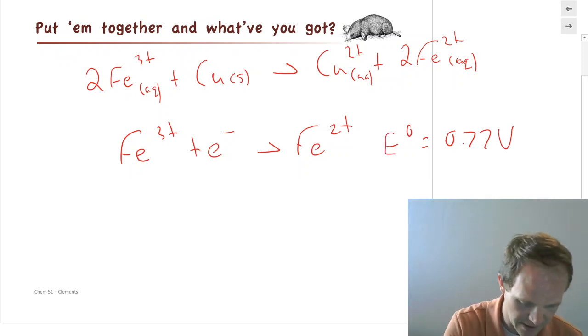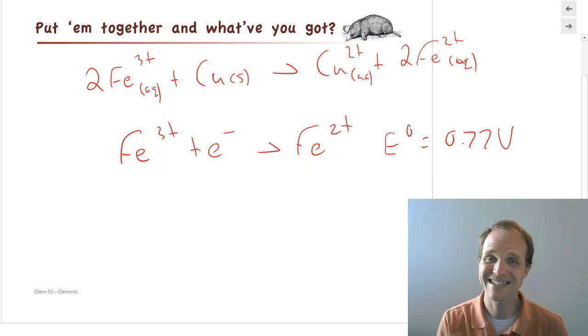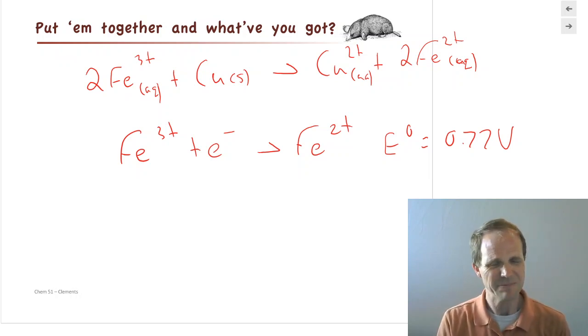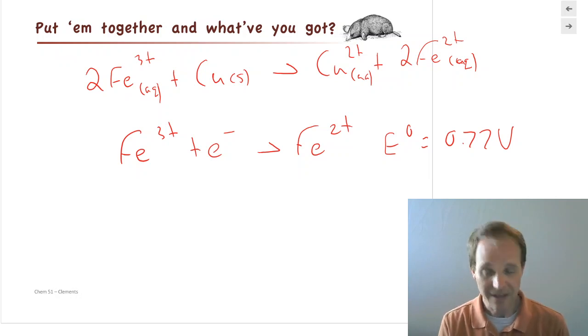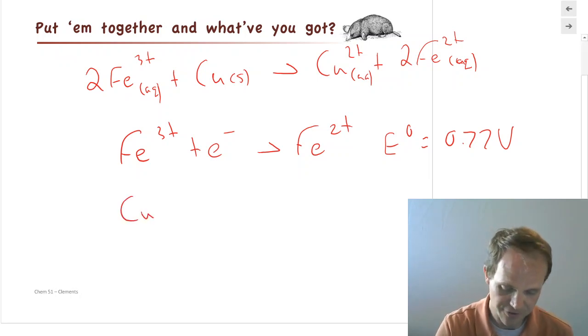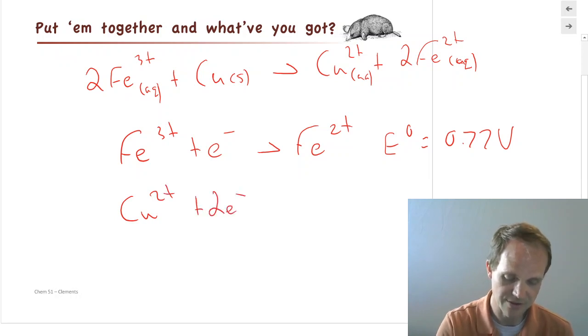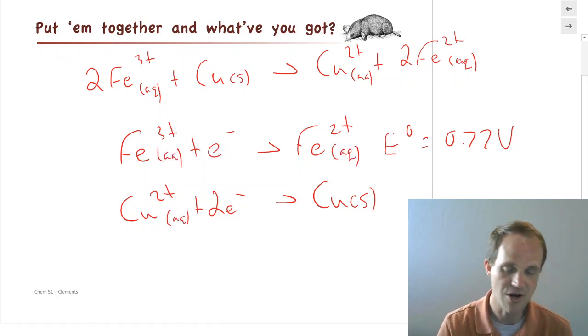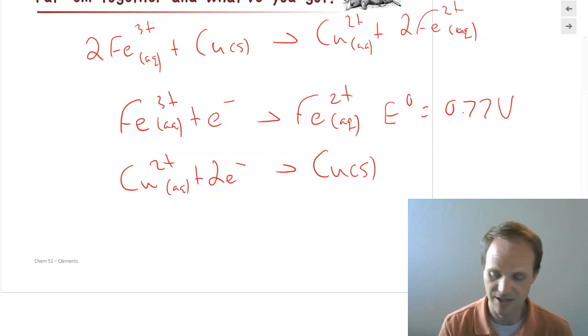Then we're going to look up the standard reduction potential of copper. But it's being oxidized, and this really bothers me. I totally understand that. You're right, copper is being oxidized. But you're not going to find a standard oxidation potential table. So you have to look up the standard reduction potential of copper. So you have to look up Cu2+ plus 2 electrons goes to Cu solid. That's just what you have to look up, and you're not going to get around that because there's no such thing as a table of standard oxidation potentials.